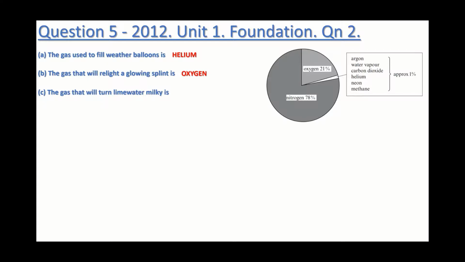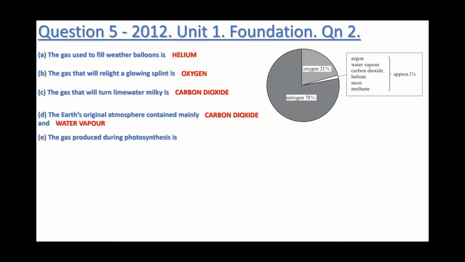Part C, the gas that will turn lime water milky is going to be carbon dioxide. And remember this from a couple of questions back too. Part D, now there are 2 gases that primarily made up the Earth's atmosphere. These are going to be carbon dioxide, and it's also going to be water vapor too. And lastly, part E asks for the gas produced in photosynthesis, oxygen. You'll remember we discussed this in the last question.